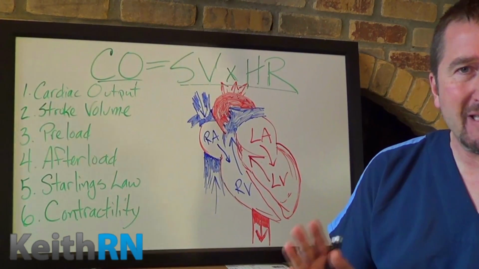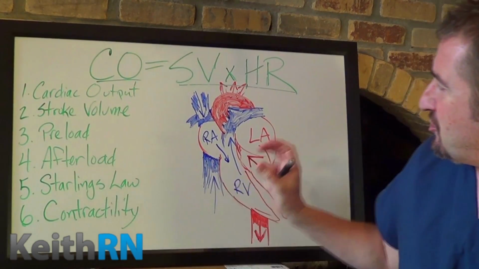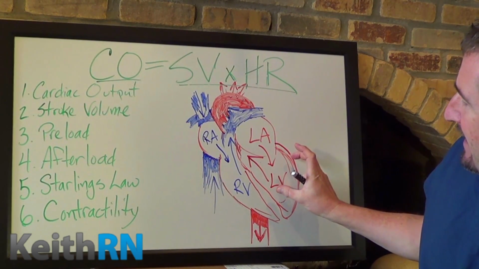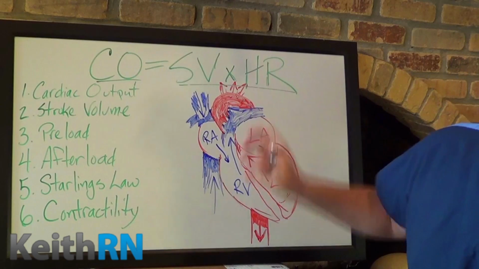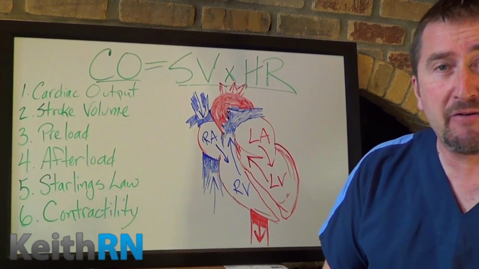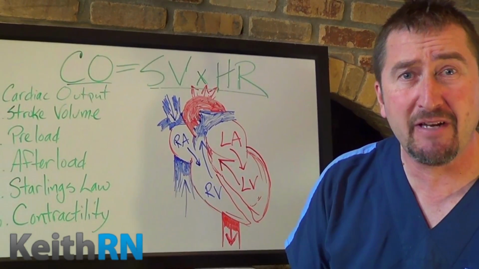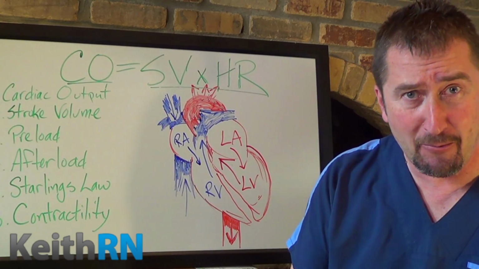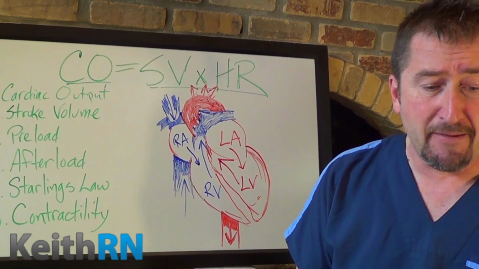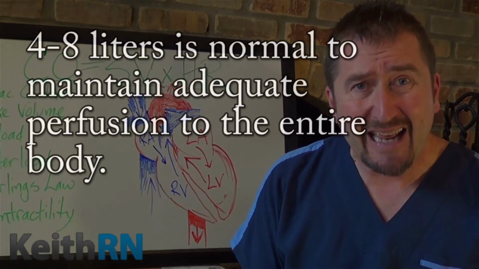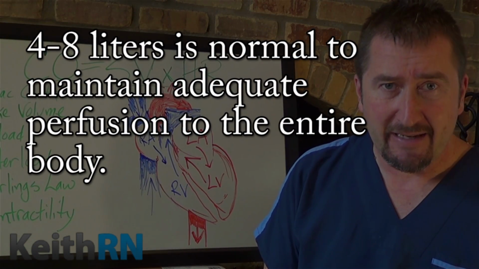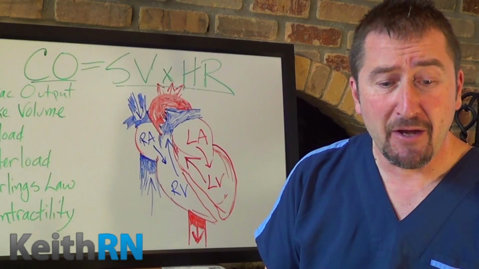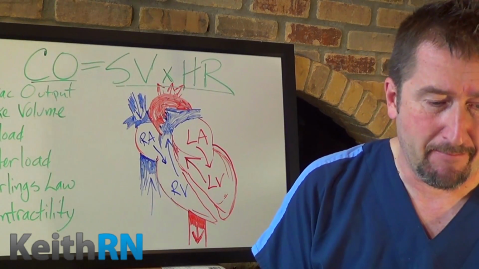Cardiac output is simply defined by the stroke volume of each contraction of the ventricles, typically the left ventricle, times the heart rate, which equals how much volume the heart is kicking out every minute. It's obviously dependent on the heart rate and the volume in the ventricle. Now, 4 to 8 liters a minute is normal for the typical healthy heart for the entire body.